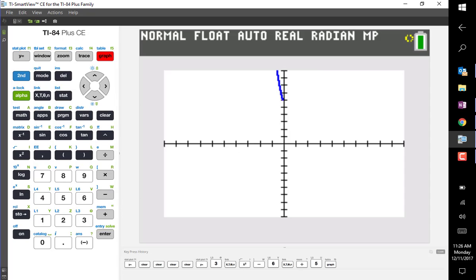Please let me know if you're not getting this so that I can help you right now. Because this could be an easy answer on your exam if you know how to put it in the graphing calculator.